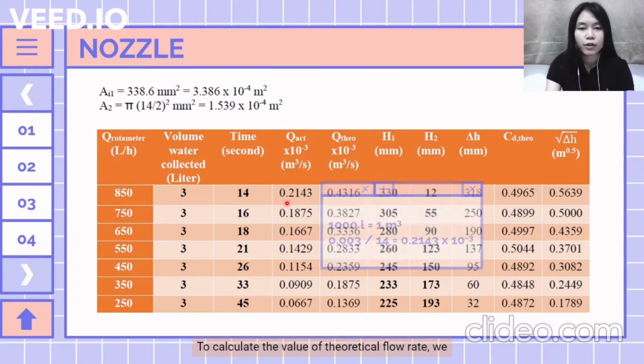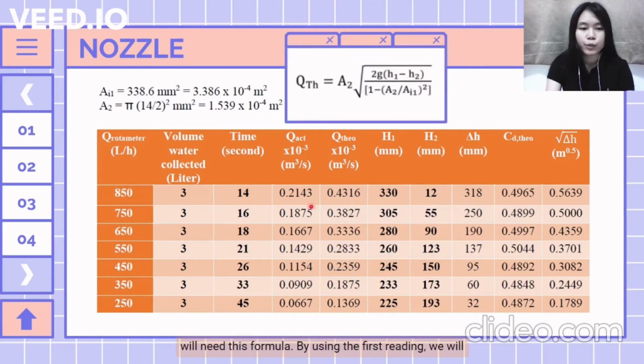To calculate the value of theoretical flow rate, we will need this formula. By using the first reading, we will substitute the value of A2, H1, H2, and A1 into this formula, whereas g is the gravity constant with the value of 9.81. After substituting all values, we will get theoretical flow rate, which is 0.4316 times 10 to the power of negative 3 meter cube per second.